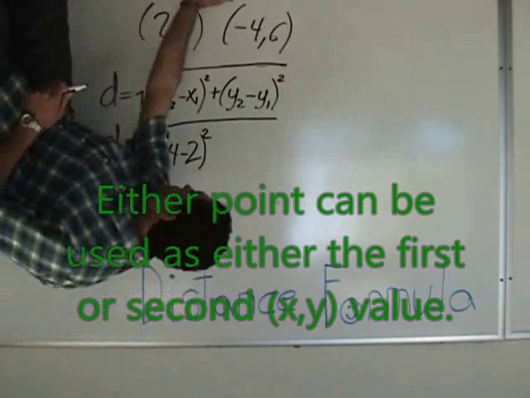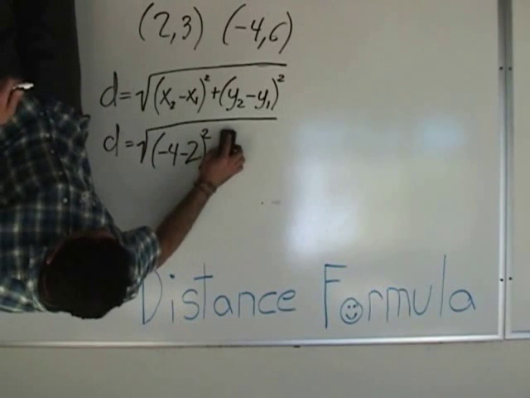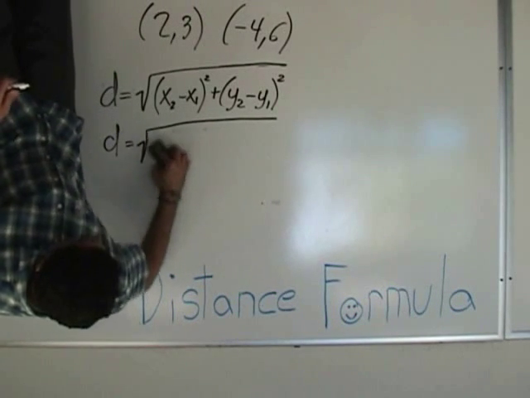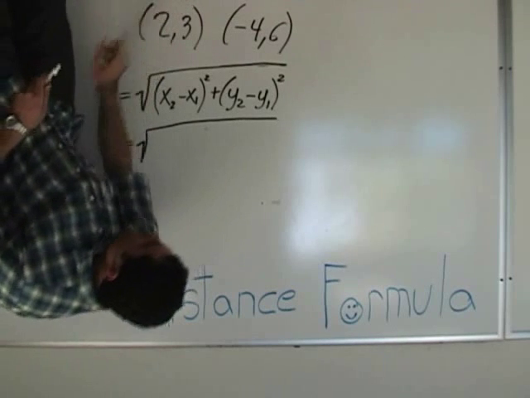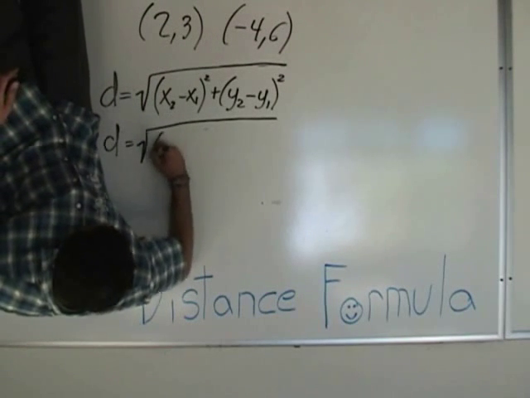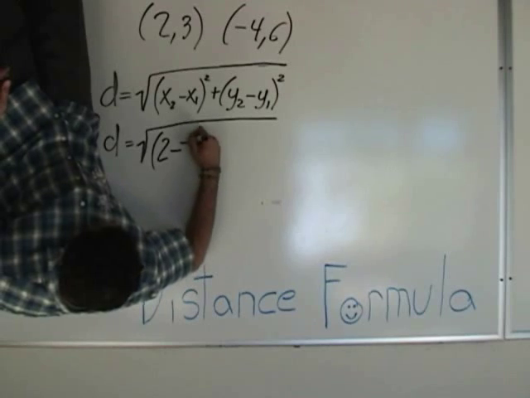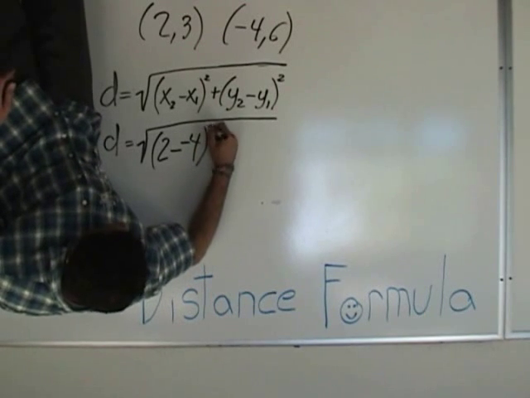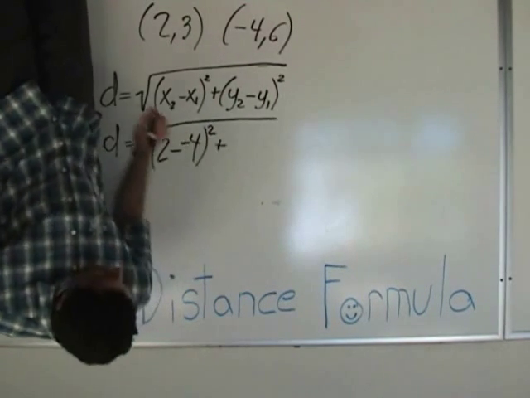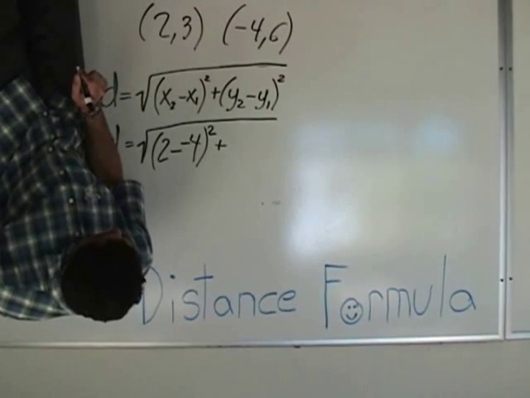Okay, let's do it that way. That sounds great. I'm going to erase this. The second term, it's easier. We'll do it again. So instead of -4, 2 minus negative 4, squared, plus 6 minus 3, squared.